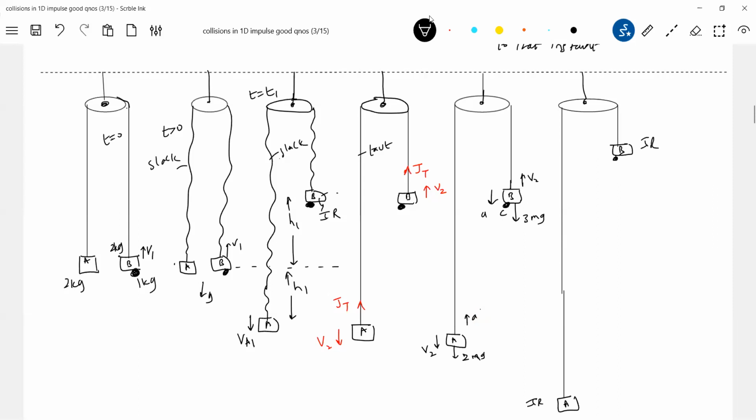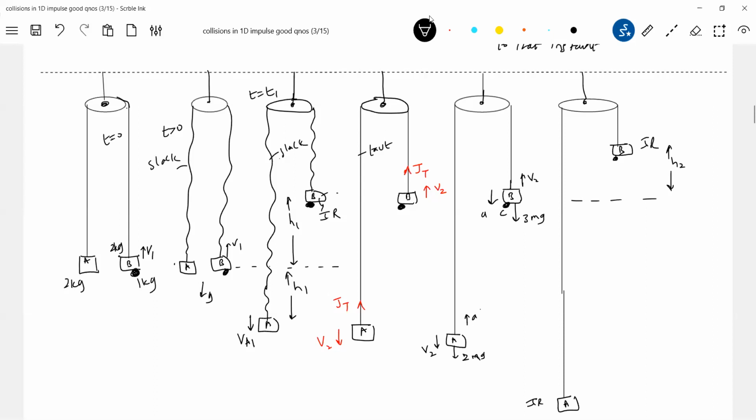So call this height, say, V2 we have taken, let it be H2. After this, what happened? Again, anything will happen. They'll start moving down because of weight 3mg and this is 2mg. So after this, A will start rising up, B will start falling down. Again, it's a laws of motion problem. This is what overall the sequence.